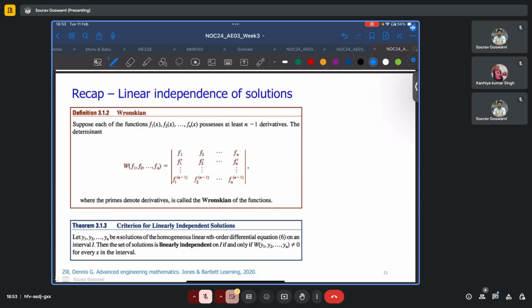And so if we arrange f1, f1 prime, till the n minus 1th derivative of f1 as the first column, f2 and its derivatives as the second column, and so on and so forth, till we have the nth column as fn, fn prime, and the n minus 1th derivative of fn, and we compute this Wronskian. If this Wronskian is not equal to 0, then the set of solutions given by say f1, f2 till fn is linearly independent. If the Wronskian becomes 0, the solutions are dependent.